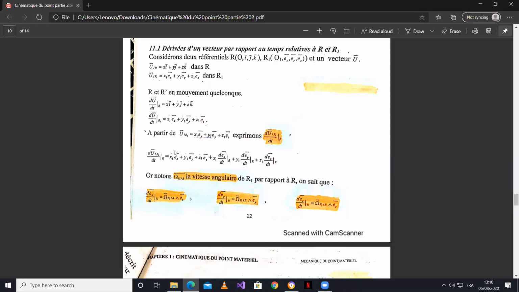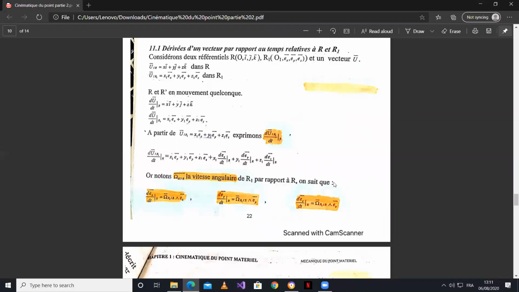Okay. So they're telling us, on sait que la dérivée de Ex dt égale à ça, la vitesse angulaire de R1 par rapport à R. So it's like R1 is rotating with respect to R, it's rotating around R, so to say, and that's the vitesse angulaire there. We read it as omega vectoriel Ex. Now, I tried to look up this. I unfortunately couldn't find it because here what they've said is on sait que. We know that. Personally, I didn't know that.